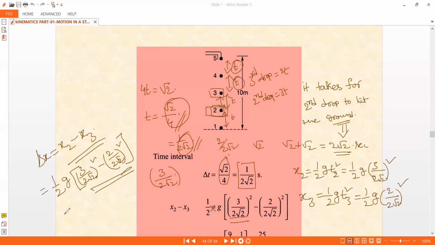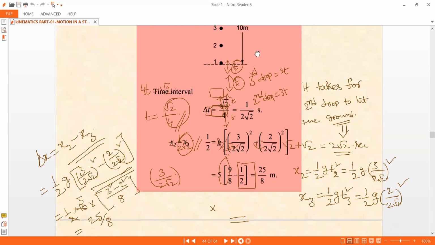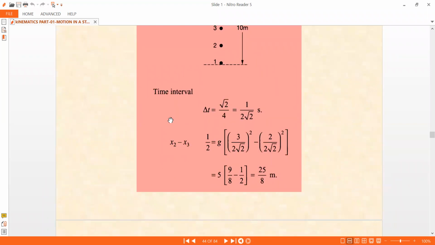And now do the calculations. g is 10, you can take, and then calculate. So 3 square minus 2 square on the top, divided by 2 root 2 whole square, which is 8. 3 square minus 2 square gives 5, so 5 times... you get 25 by 8. So that's the answer for us. 25 by 8 meters is what we are going to get.